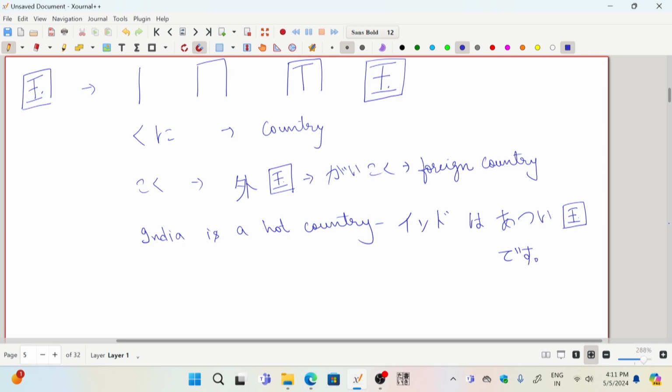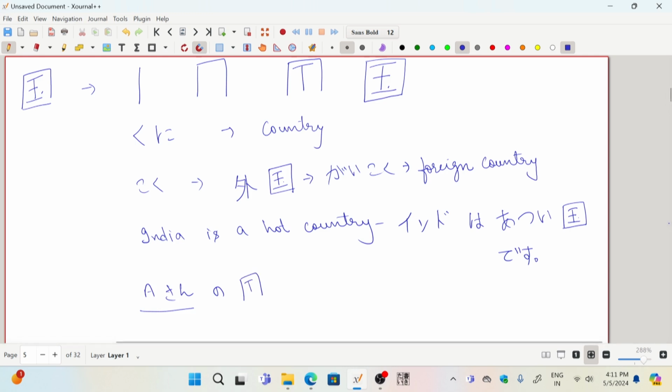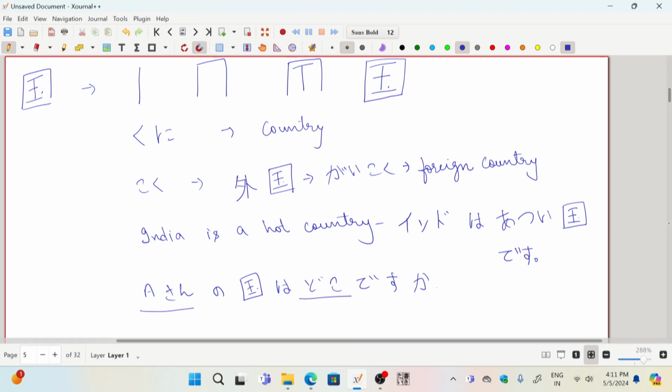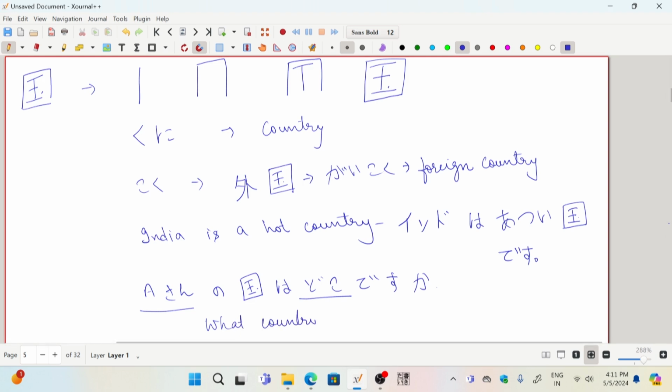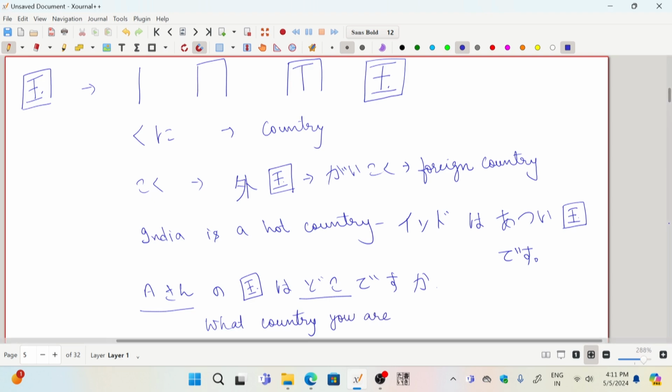If we want to know someone's country, we can say A-san no kuni wa doko desu ka? Doko desu ka? So doko is where. So what country you are from will be anata no kuni wa doko desu ka?